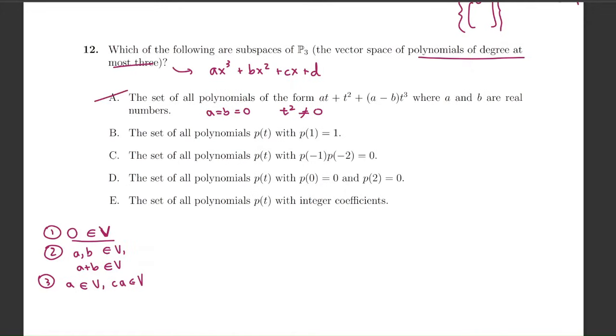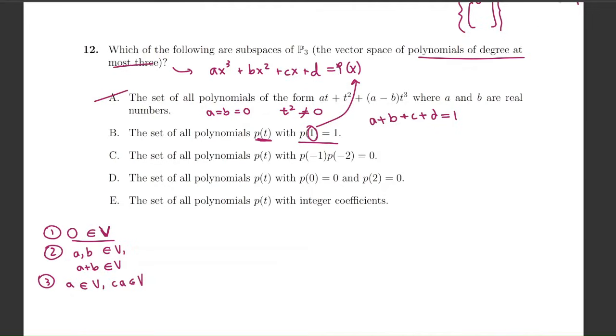In part B, we have the set of all polynomials p(t) with p(1) equals 1. So first of all, looking at the generic expression for any polynomial in this P3 vector space, these polynomials have to satisfy the constraint that a plus b plus c plus d equals 1. And this is just plugging 1 into this p(x) here. I don't know why I wrote a 1 there; it should be x. So p(1), plugging in 1, gives a plus b plus c plus d, and the constraint here is that p(1) equals 1.